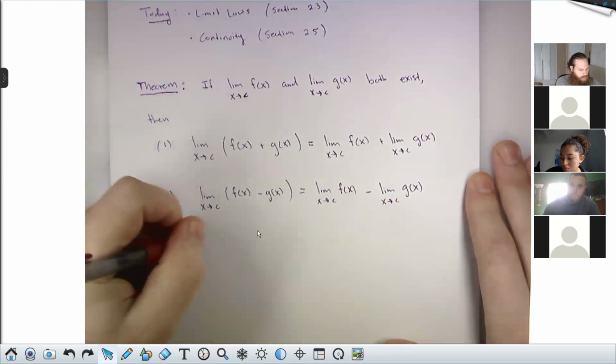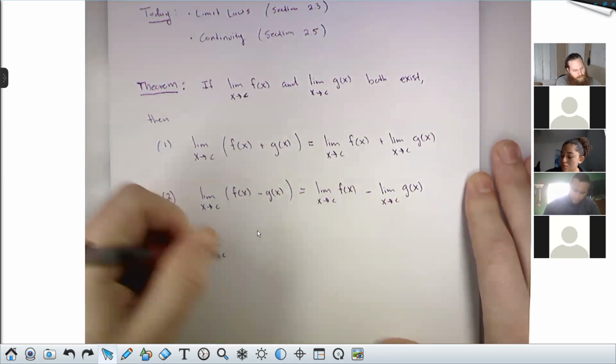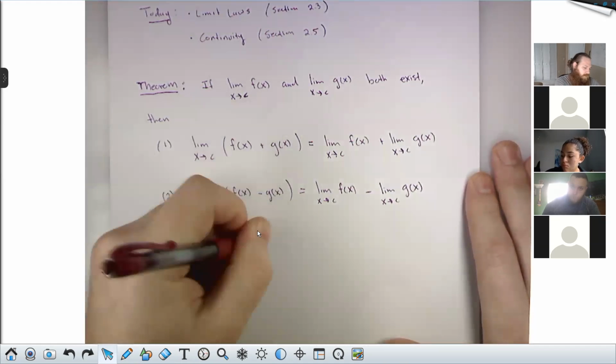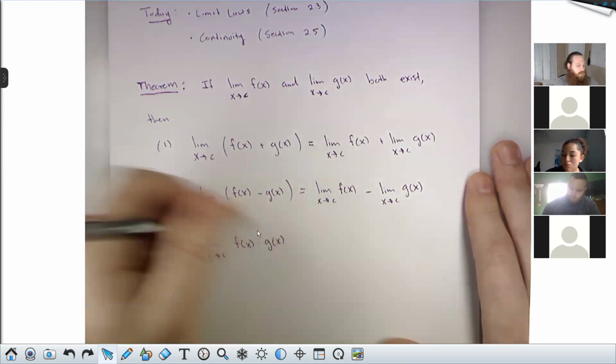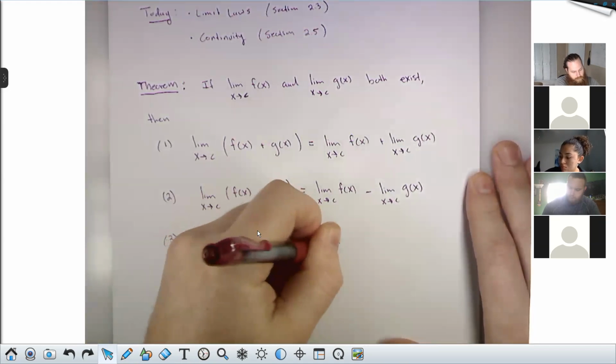If it works for addition and subtraction, it might not be a surprise that it works well for multiplication. If you want to take the limit of the product, f of x times g of x, you can do that by taking the limit of f of x and multiplying it by the limit of g of x.